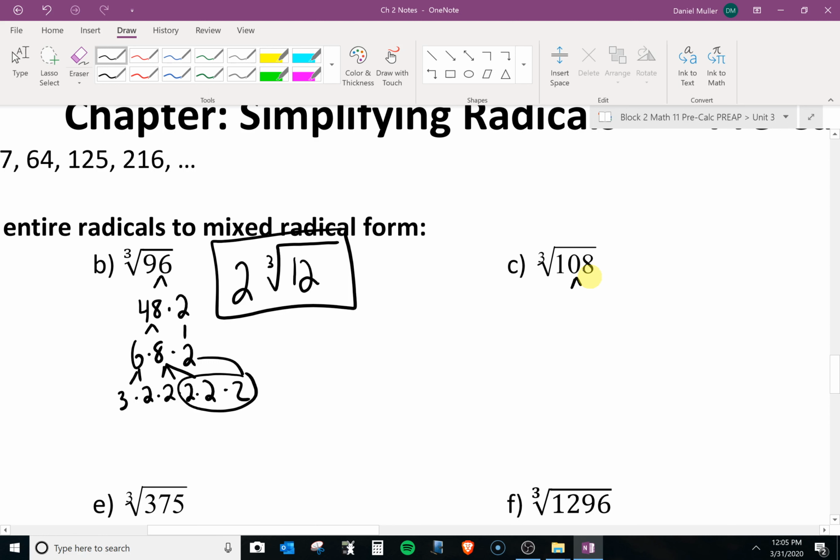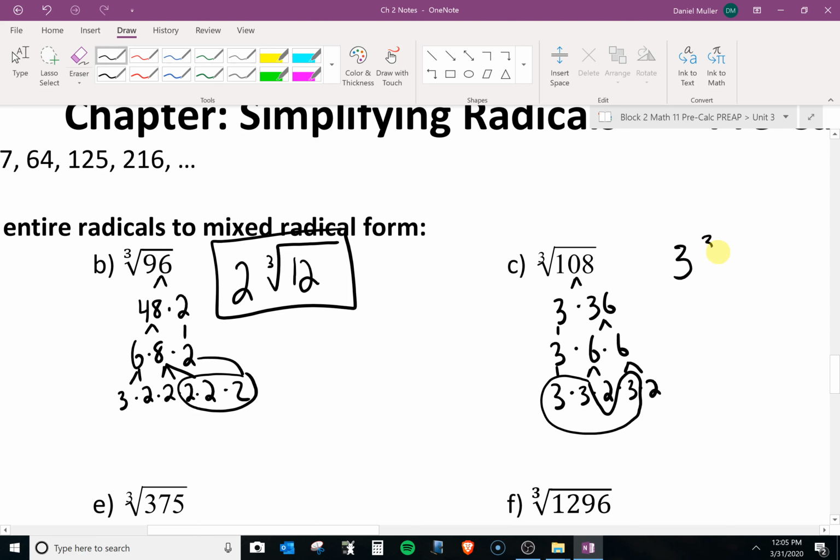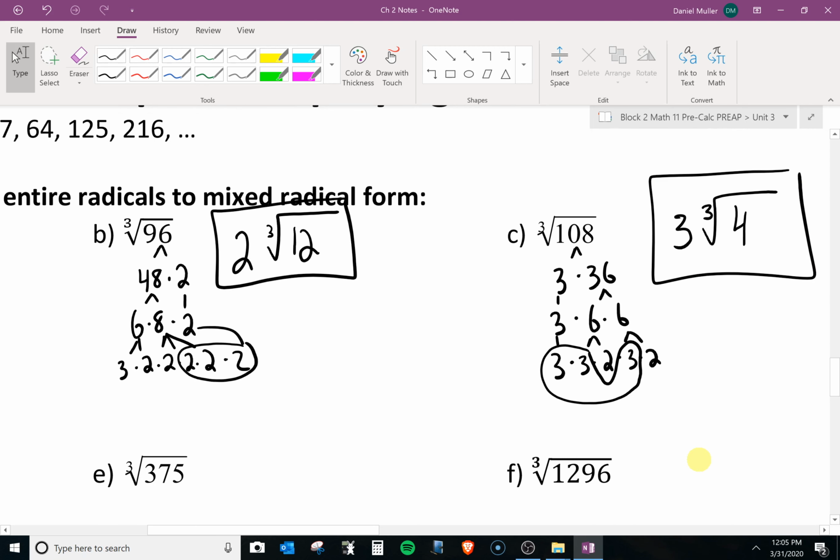Moving on. 108, we're going to break that down into 3 times 36. Or you could do 2 and 54. 36 is going to be 6 times 6. And then here we've got 3 times 2, and another 3 times 2, and that 3 can come down. And so now I'm looking for groups of 3, and I see a group of 3 there. So there's a 3, and there's nothing left over. Actually, no other groups of 3 left over. So I have a 2 and a 2, which is a 4. The 3 cube root of 4 is my reduced radical.